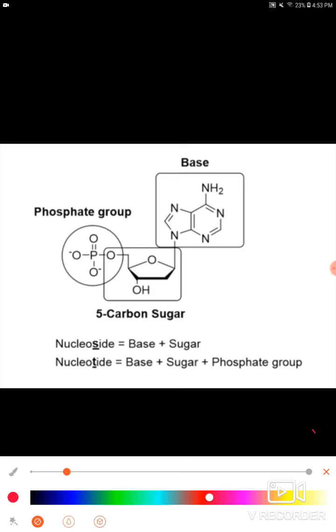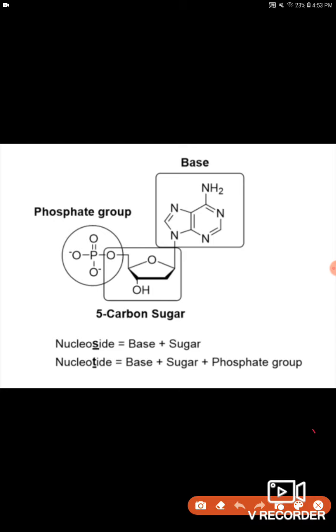Nucleoside. Nucleoside means only two molecules are present, that is nitrogen base and sugar. Here the 5 carbon chain pentose sugar is used in the structure of DNA. Its name is ribose. As you know, what is the full form of DNA? Deoxyribonucleic acid. So why is it called like that? Because here the ribose pentose sugar is present.